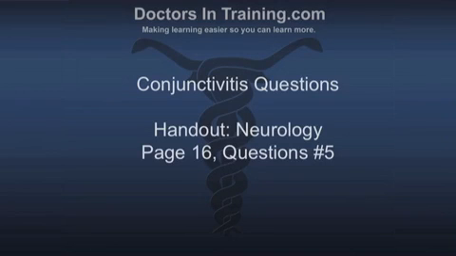So let's talk about the distinguishing characteristics of each of these causes of conjunctivitis. This is on page 16, number 5. What are the distinguishing features of bacterial, viral, and allergic conjunctivitis? So bacterial, again, purulent, copious discharge 24 hours a day.